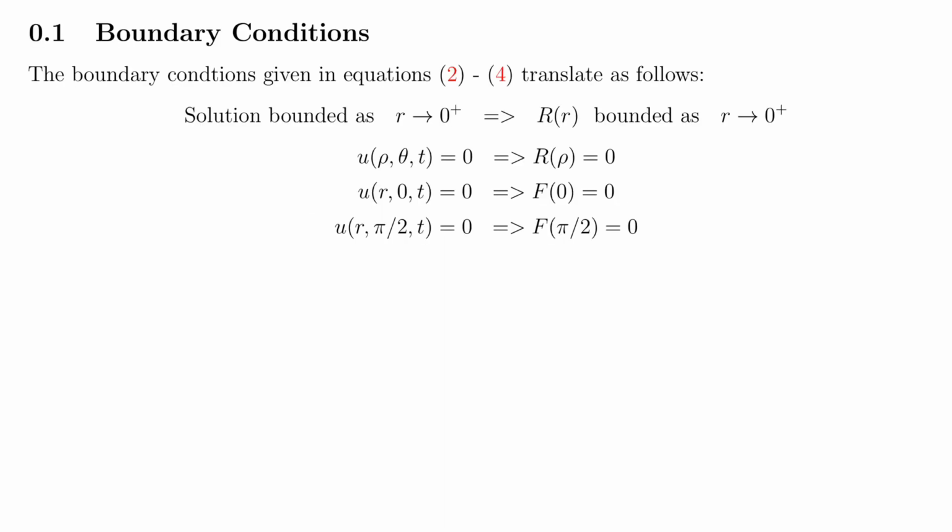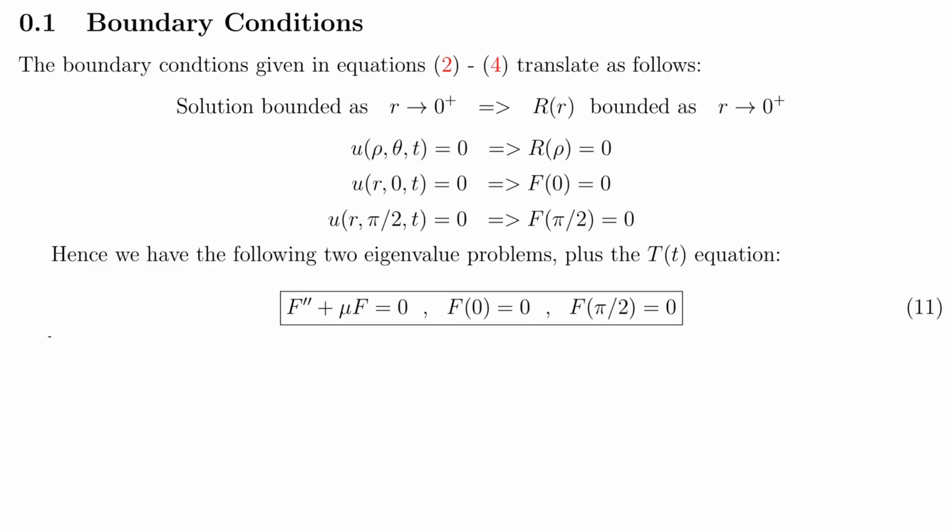We next apply the boundary conditions, and let's go through them. The boundary conditions given above in equations 2 through 4 translate as follows. That the solution should be bounded as r goes to 0 from the positive side translates to R of r bounded as r goes to 0 from the positive side. The condition that the solution vanish when r equals rho on the boundary of the wedge translates to R of rho equals 0. And similarly, the two conditions specified in the last two lines tell us that F should vanish when theta equals 0, and it should vanish on the boundary when theta equals pi over 2.